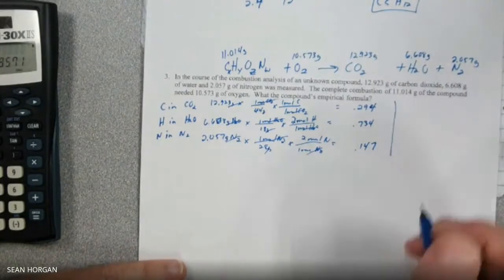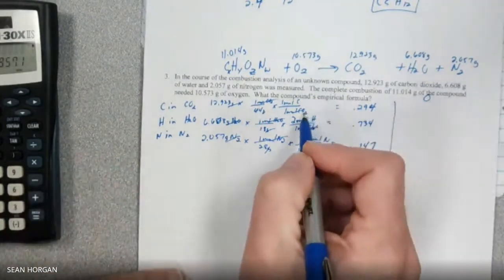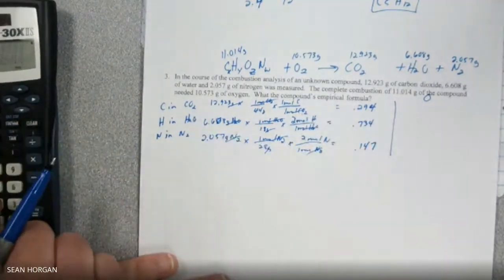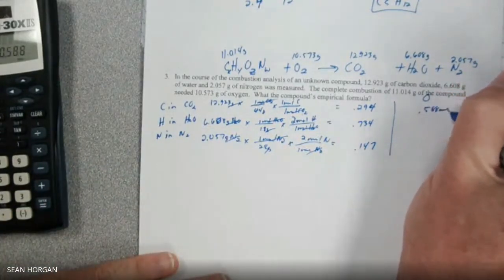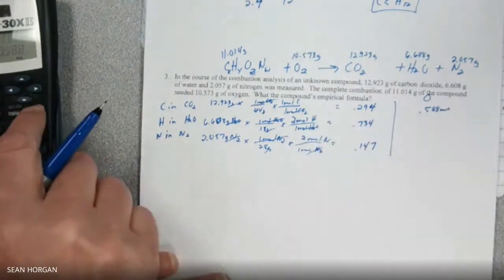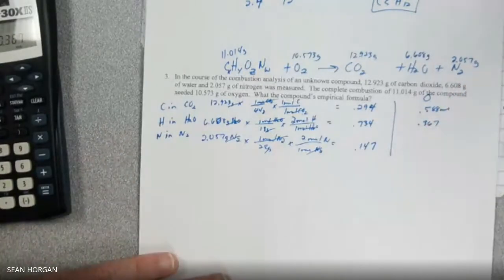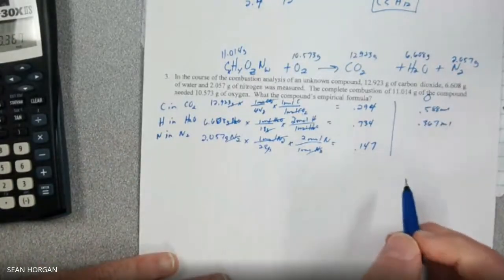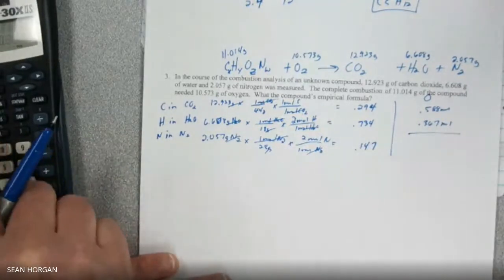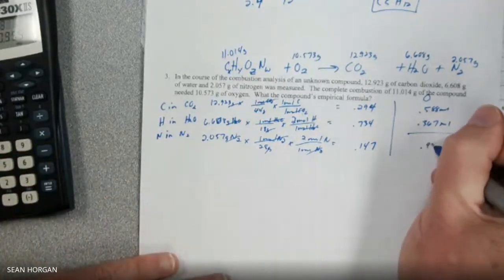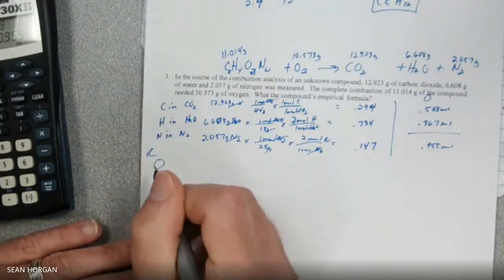We'll figure out how much oxygen we have, right? O present. So we would make this one double because there's 2 O's in CO2. So 0.294 times 2 equals 0.588. And we halve this one because there's 1 O in each H2O. So 0.734 divided by 2, 0.367. Okay? And we don't worry about that one at all because 0.147 is just N2, right? So we'll add those up. 0.588 plus 0.367, 0.955 mole.